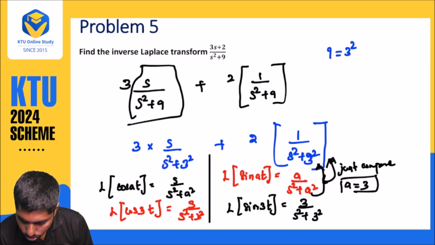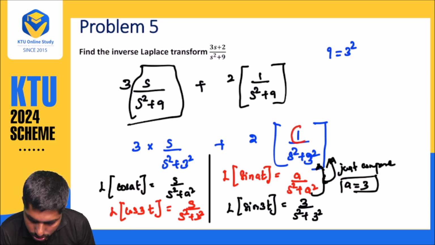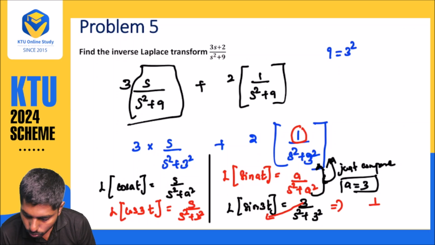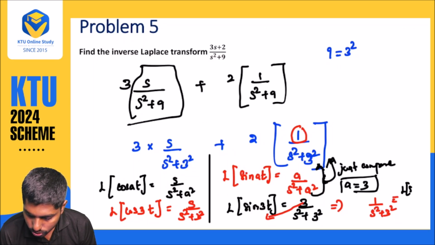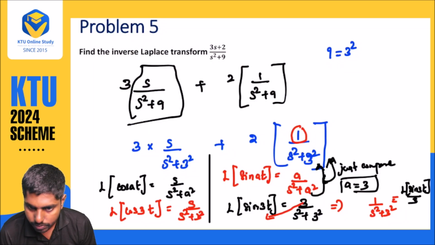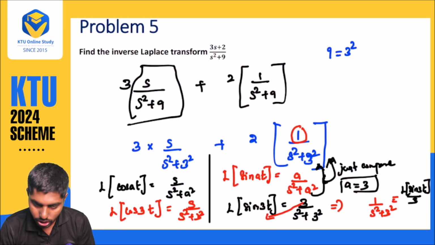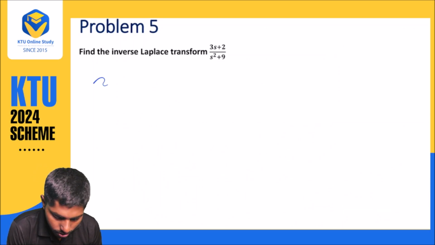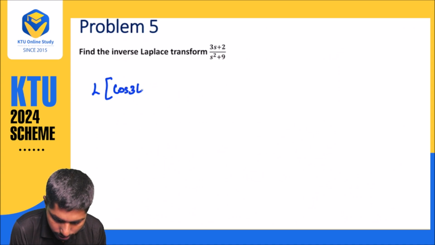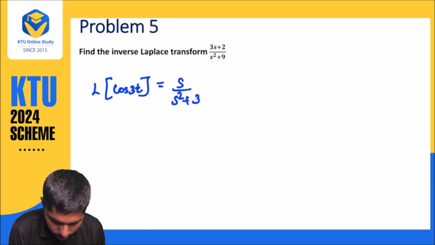But if you observe the question, 3 is not there, here only 1 is there. So for getting 1, I am taking this 3 to this direction, because then only it will become 1 divided by x square plus 3 square, which is equal to L of sin 3t divided by 3. That's the thing we will be getting. So I will be writing on the next page. It will become L of cos 3t is equal to x divided by x square plus 3 square.